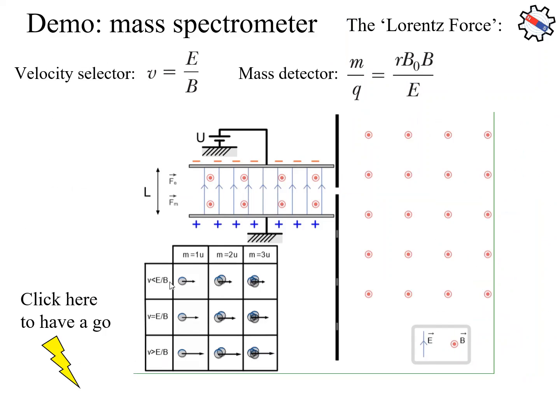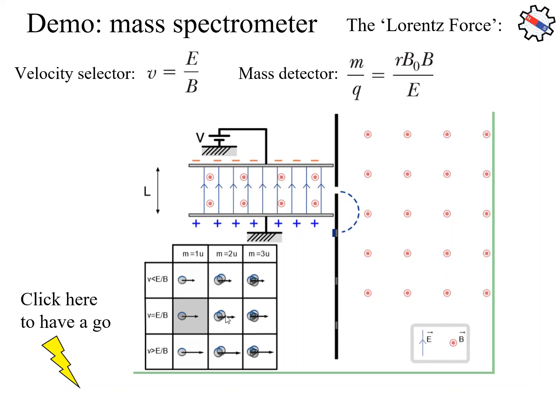Looking at this example, try a low velocity particle, and you can see it doesn't make it through the velocity selector. A high velocity particle doesn't make it either, and the right velocity particle is balanced, gets through. If we look now at different masses at the right velocity, a heavier mass, larger circle, and a larger mass, an even larger circle. So they're going to be detected at different positions on that detection screen here, depending on the mass.